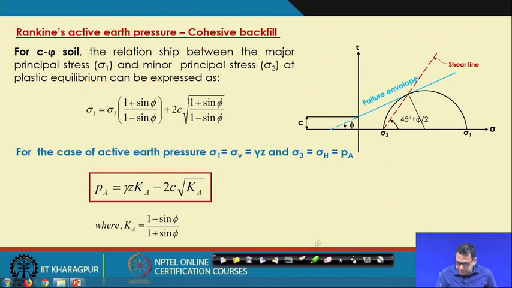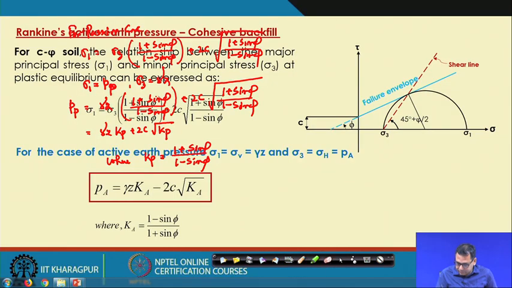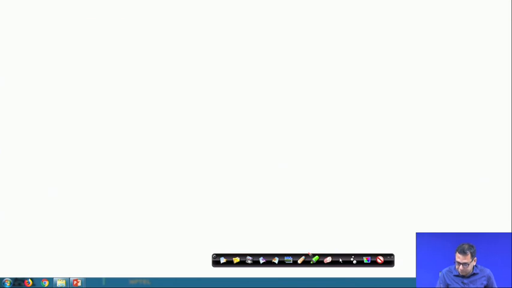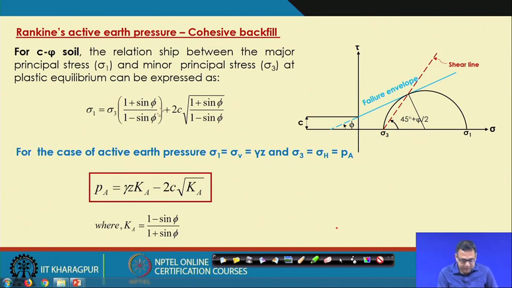Now, this is the same expression as sigma 1 equal to sigma 3 times (1 plus sin phi), and the sigma 3 expression I have already derived. So from here I can write P_A is equal to gamma z K_A minus 2C root K_A, and this is the Mohr circle. Again, the failure plane will make an angle of 45 degrees plus phi by 2 for the active case.